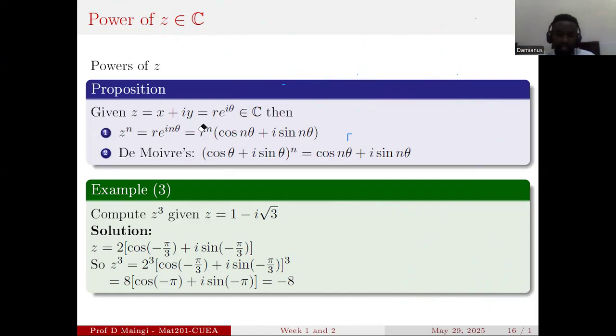So let me try to follow the slides so I don't feel freestyle, okay? Given some complex number z = x + iy, this is the rectangular form, and the polar form is re^(iθ). Then we can raise this to any power. It can be an integer, a real number, it can even be a complex number. We can raise this to power n.